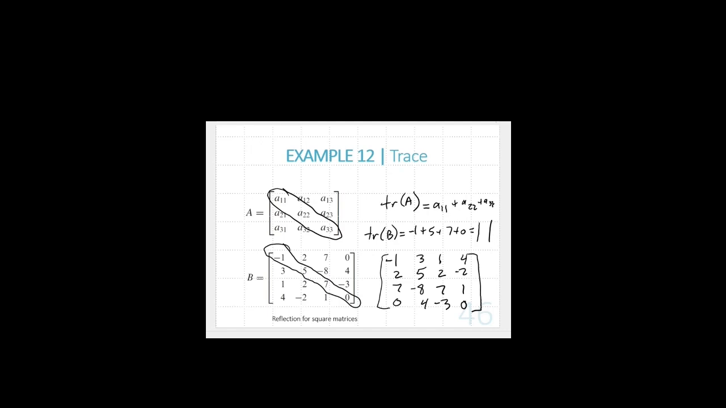So if it's a square matrix, you can do that quick reflection, if that helps. Otherwise, you can go systematically, down, changing your rows into columns and whatnot.